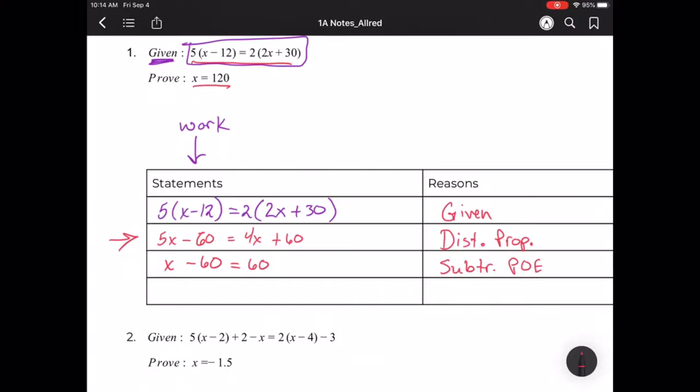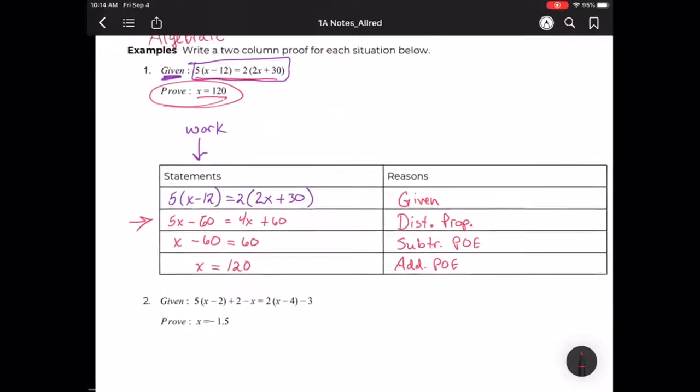Again, I don't need to show that. I'm just going to show what I get in that process. When you add 60 to both sides, it turns this into 120 on the right, x on the left, which is what I was trying to prove, and that's why it's the last line. But the reason I ended up with x equals 120 from the last step is that I added 60 to both sides, so it's the addition property of equality.